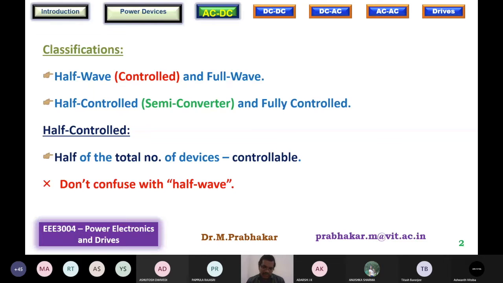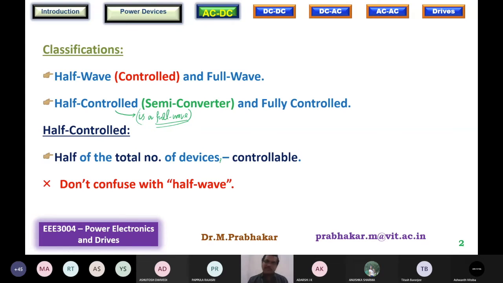So please remember, half controlled would mean it is a full wave rectifier, which means it rectifies both half cycles of the input AC. The only difference is that half of the total number of devices, I will add for clarity in a bridge configuration, are going to be controllable.